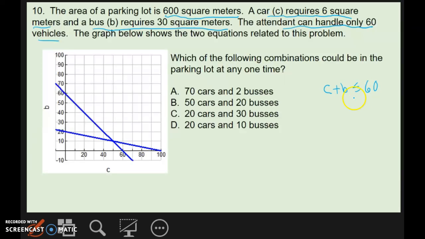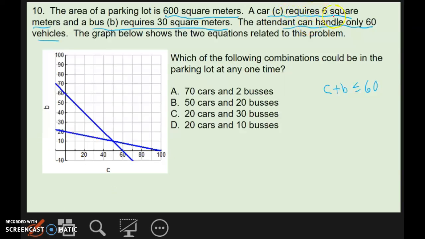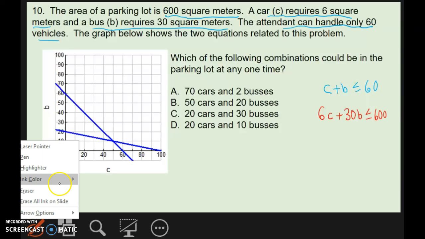Based on that inequality, I think I know what region I've got, but let's set up the other one as well. So we've got that a car requires 6 square meters, so 6 square meters per car, plus the bus requires 30, so 30 square meters per bus, and the area of the parking lot is 600. So we have to be at that amount or less. We can't use more than the space available to us. I want to figure out which of these regions are going to work and which line is which.